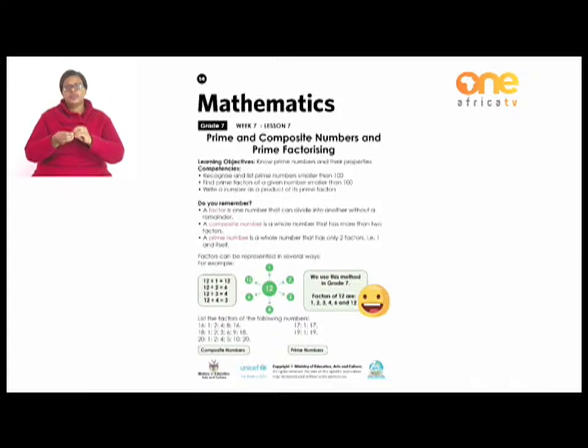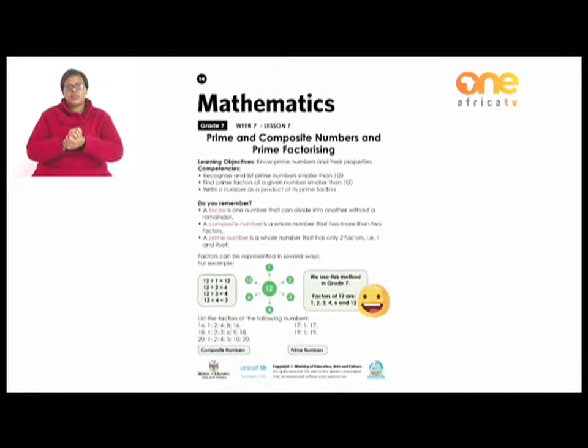Learning objective: know prime numbers and their properties. The competencies are to recognize and list prime numbers smaller than 100, find prime factors of a given number smaller than 100, and give a number as a product of its prime factors.